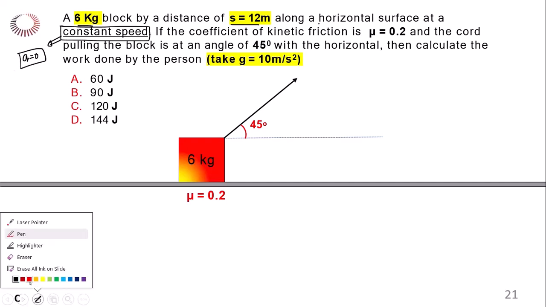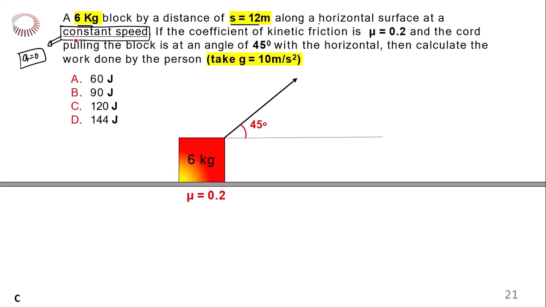Now you are applying a force and because of that the particle is displaced, but it is displacing at a constant speed. If the coefficient of kinetic friction is 0.2, because the particle is moving, this is mu k, it is not mu s. Mu k is 0.2. And the cord pulling the block is at an angle of 45 degrees, so that the block will move. Then calculate the work done by this person. Displacement is given, so the only thing you have to calculate is the force component.